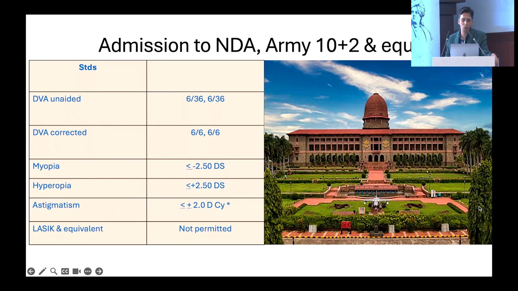Starting with the admissions to NDA in Army, 10 plus 2 equivalent. In this, the unaided visual acuity which is acceptable is 6/36 in both eyes with corrected visual acuity of 6/6. Myopia of minus 2.50, hyperopia of plus 2.50, and a cylinder of plus minus 2 diopter cylinder. So the combined error should not be more than 2.5. These are the standards for entry to NDA Army. LASIK and equivalent are not permitted at this age for entry to NDA.